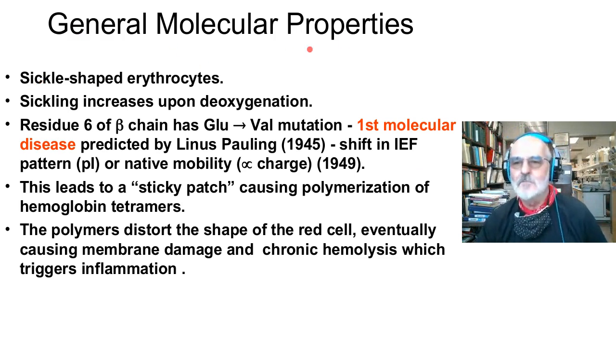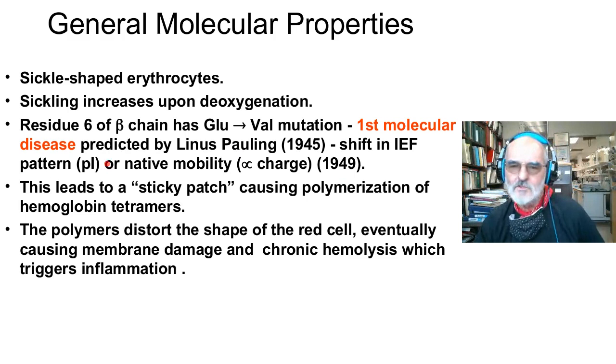Okay, so general molecular properties of sickle cell is that it causes the erythrocyte to distort. It increases with deoxygenation, so it's the deoxy form that brings that valine into the proper position that it might aggregate. It is known as the first molecular disease, predicted by Linus Pauling in the late 40s.